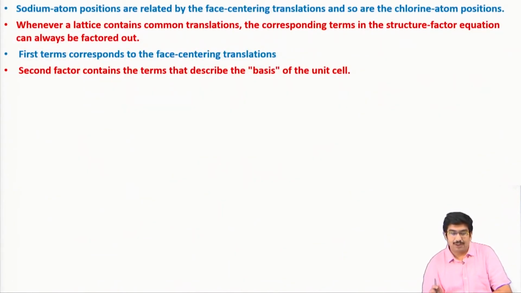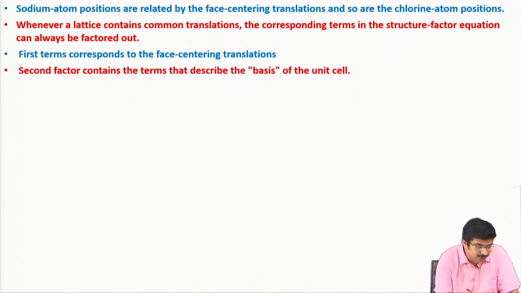So, whenever a lattice and unit cell contains a common translation, which in this case is the face centering translation, both sodium and chlorine contain a face centering translation. If this kind of common translation exists in the unit cell, then we can factorize, we can take a common factor in the structure factor calculation. During structure factor calculation, we can take a common factor out of this. How to do that? I will show.